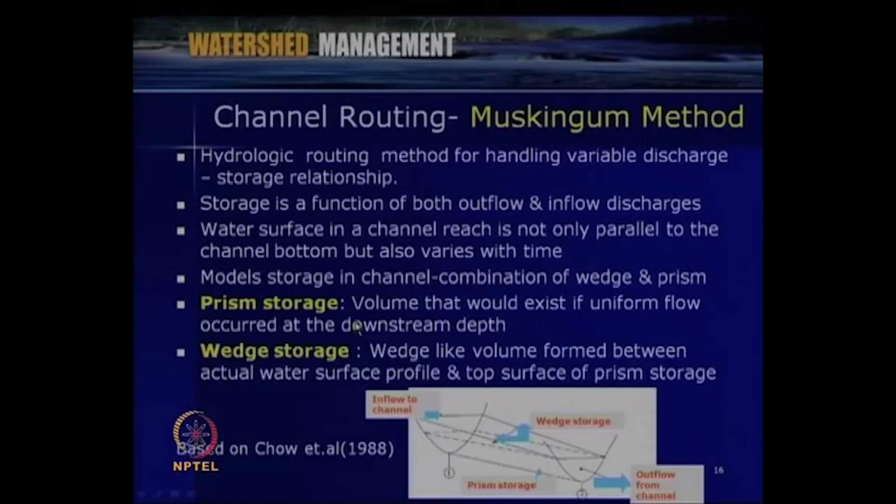Prism storage is the volume that would exist if uniform flow occurred at the downstream depth, as I mentioned here. And the wedge is the volume formed between the actual water surface profile and the top surface of the prism storage. This wedge storage is due to the change in depth between two reaches. Prism storage is with respect to the uniform flow conditions. This is the inflow to the channel, here is the outflow from the channel, and here we consider two sections: this is the prism storage and this one is the wedge storage.